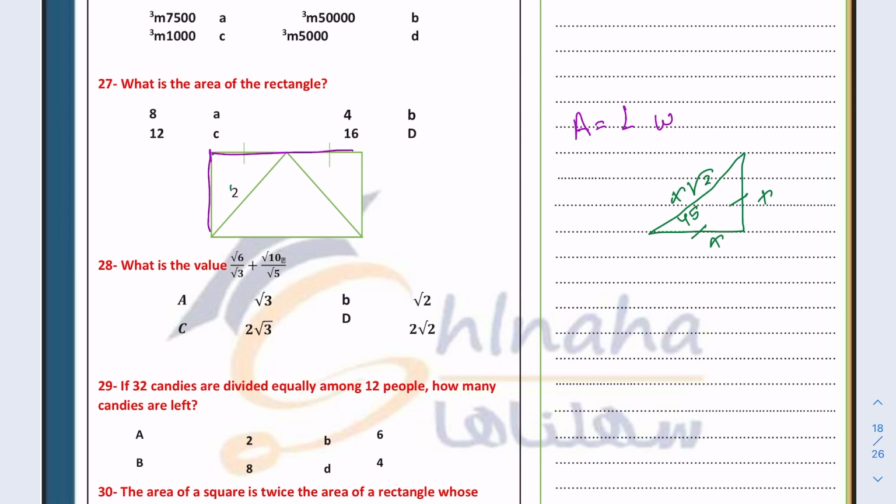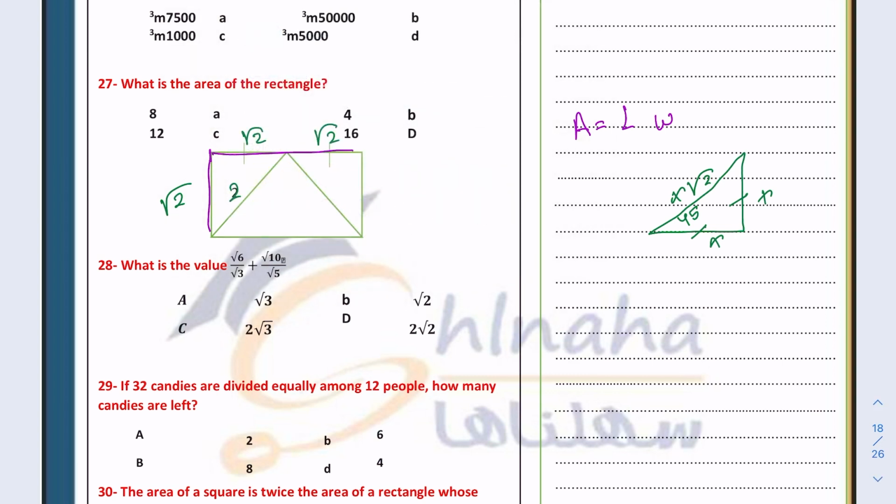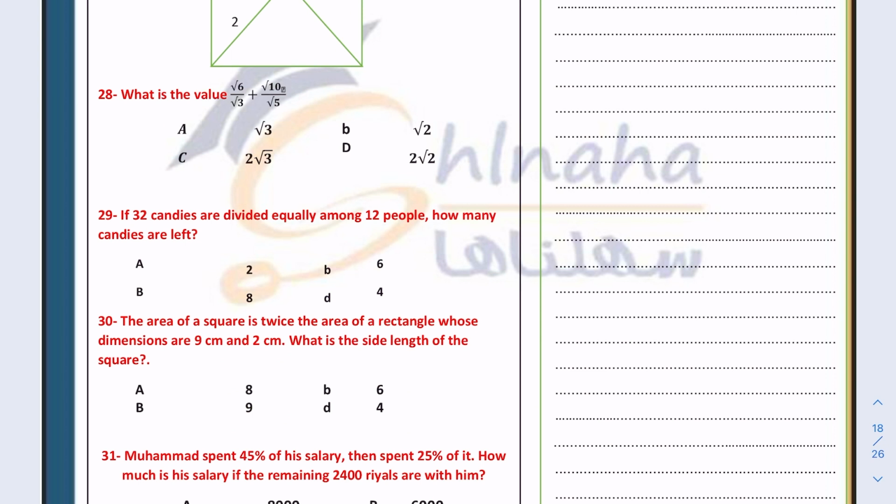But here I already have 2, so what should I write here? I will write here radical 2 and here radical 2. So here also will be radical 2, so now I will multiply. The length will be radical 2 times the width, which is 2 radical 2. You can multiply 2 times 2, which is 4. I will choose 4. And this is an A-level question. You have to use a special triangle, and also you will use operations with radicals to solve it.